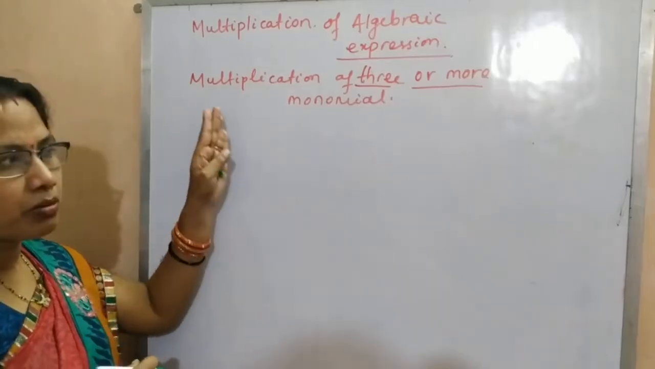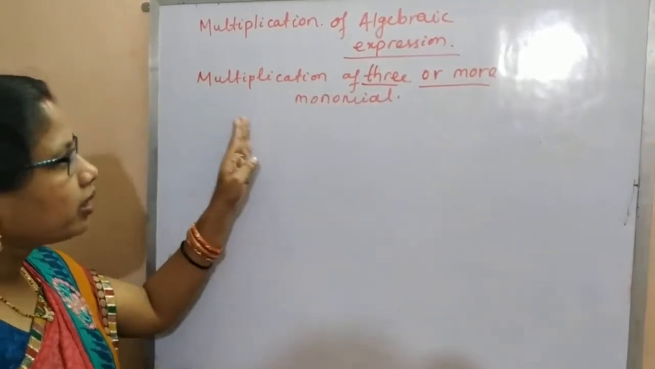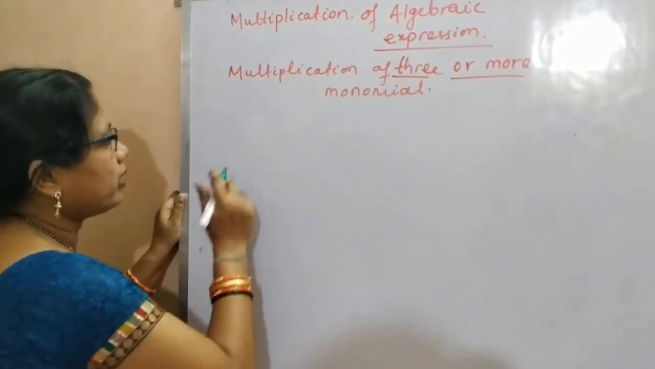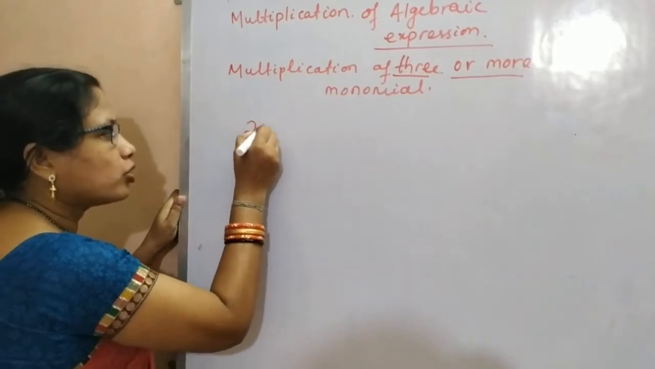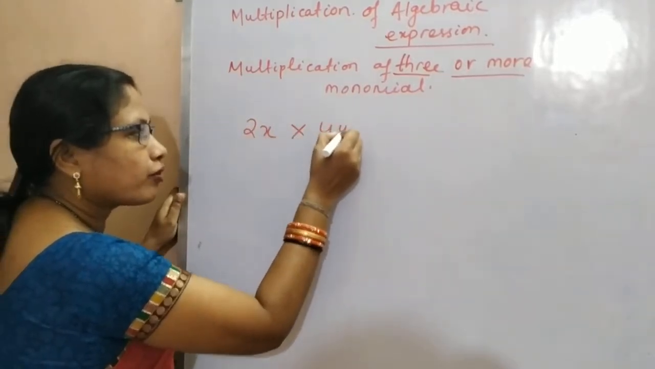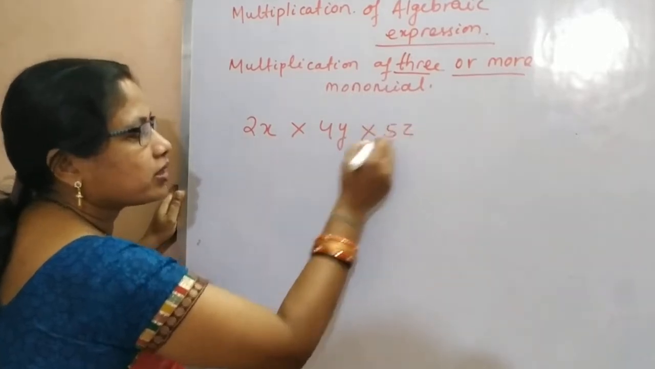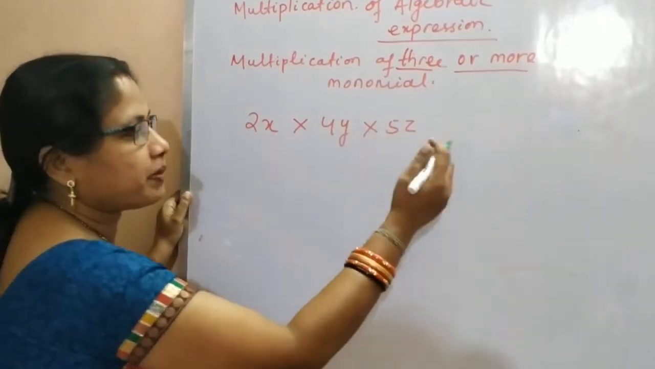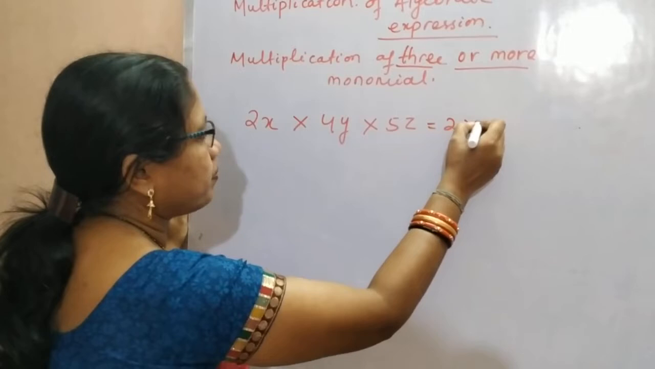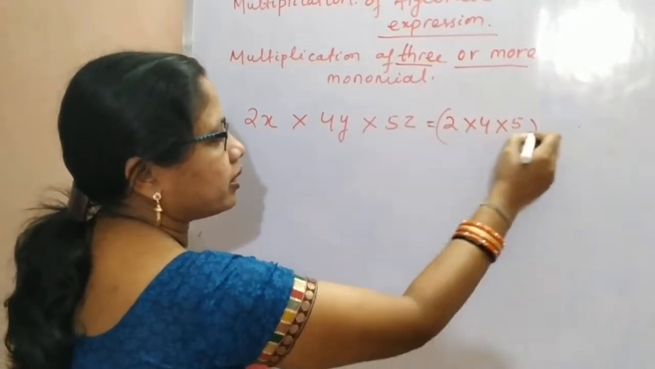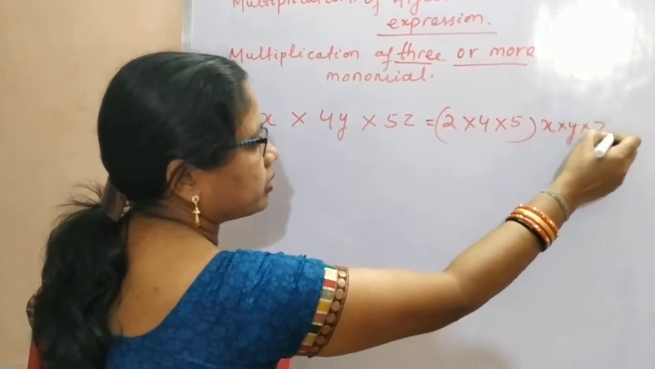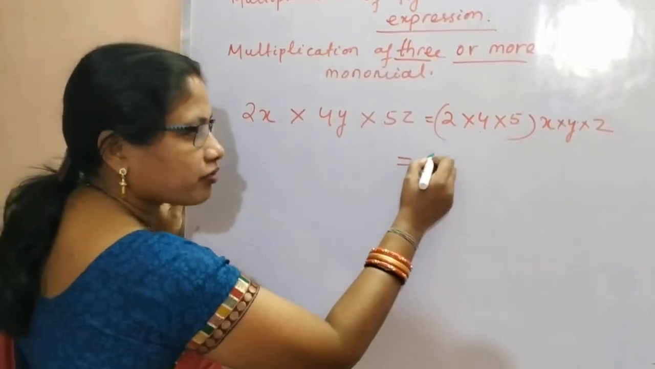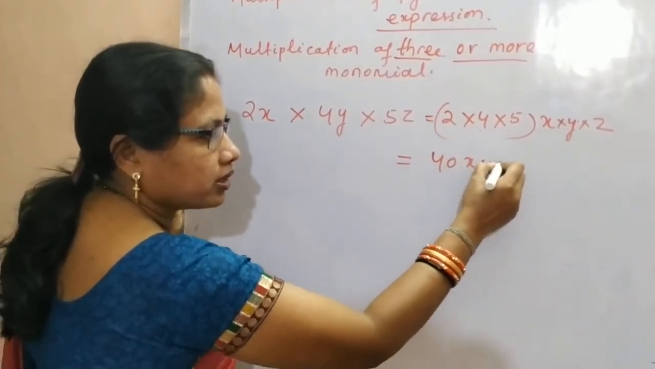We have discussed the multiplication of two monomials. Here we will discuss multiplication of 3 or more monomials. So take an example. Let we have to multiply 2x multiplied with 4y multiplied with 5z. So first we have to multiply the coefficients, then we have to multiply the algebraic factors. So this is equal to 2 multiplied by 4 multiplied by 5, then x multiplied with y multiplied with z. So the answer is 40 x, y, z.